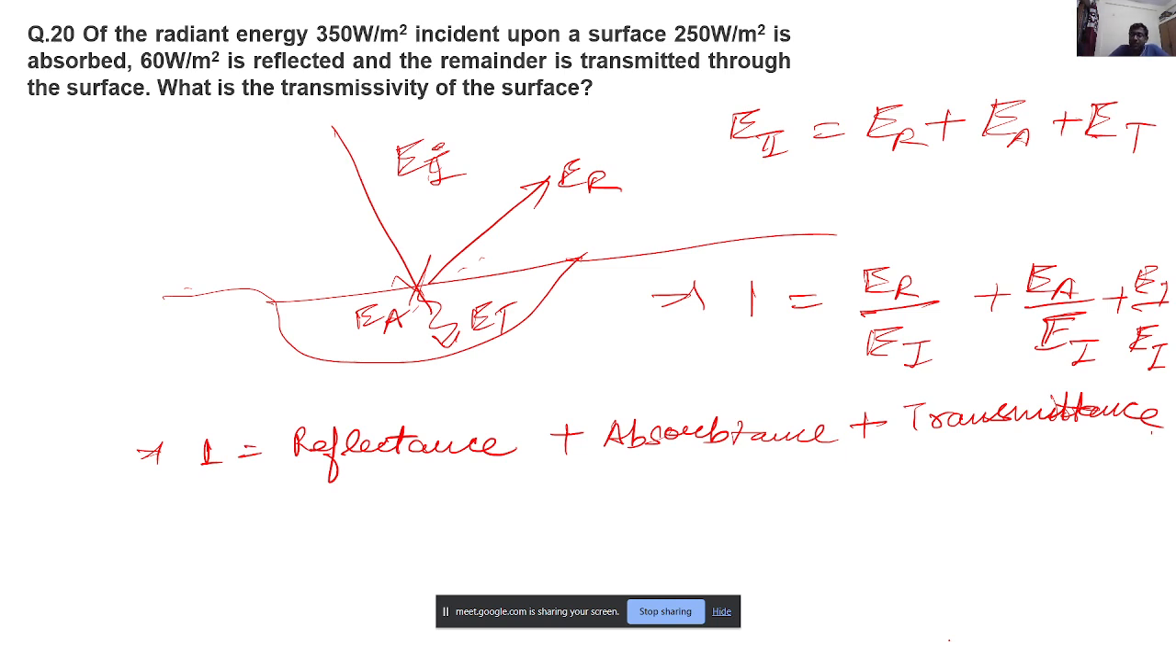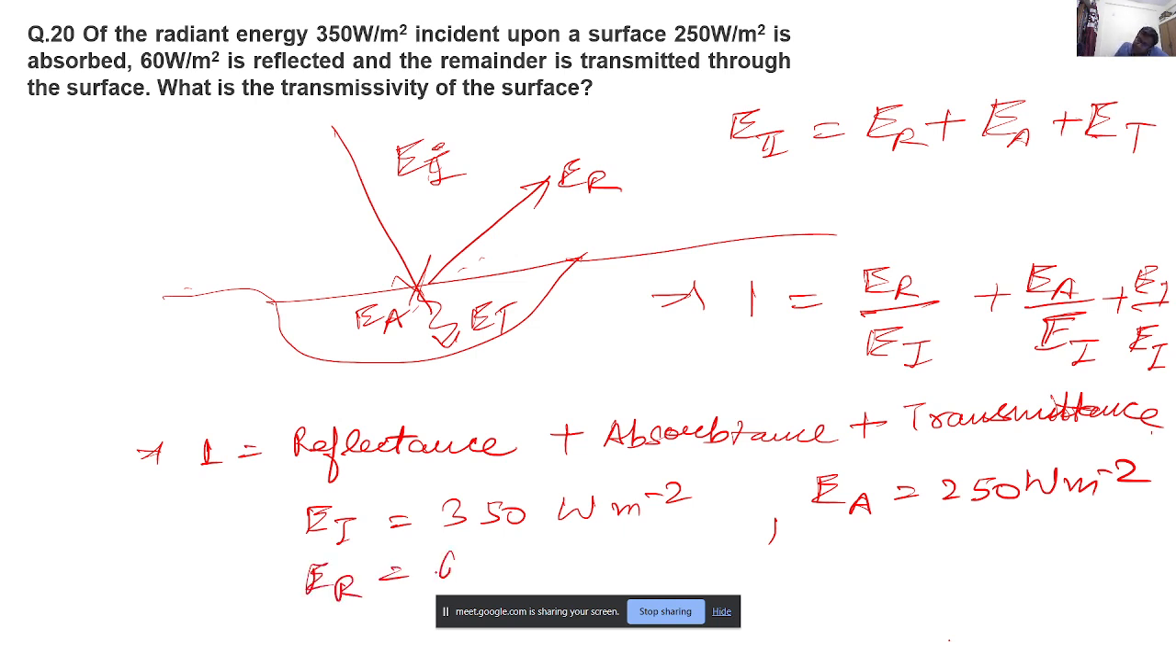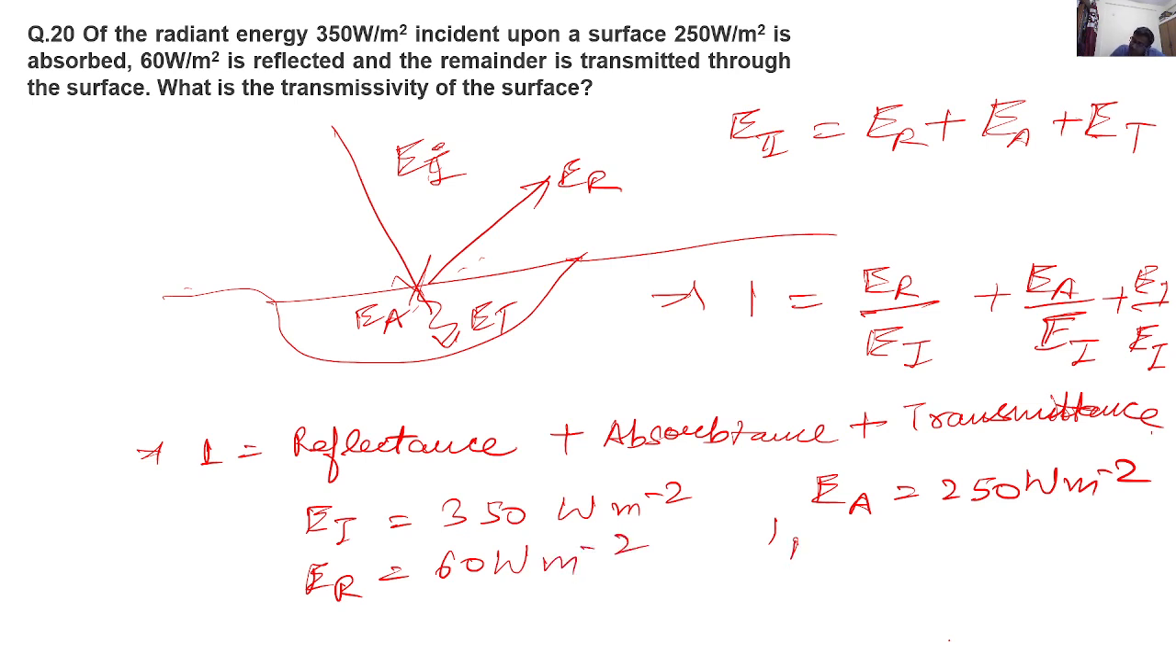The question states that of the radiant energy 350 watts per meter square incident upon the surface, so EI is given. EI is 350 watts per meter square. Upon a surface, 250 watts per meter square is absorbed, so EA is 250 watts per meter square. 60 watts per meter square is reflected, ER is 60. The remainder is transmitted. ET we don't know. What is the transmissivity? That is what they want to know.